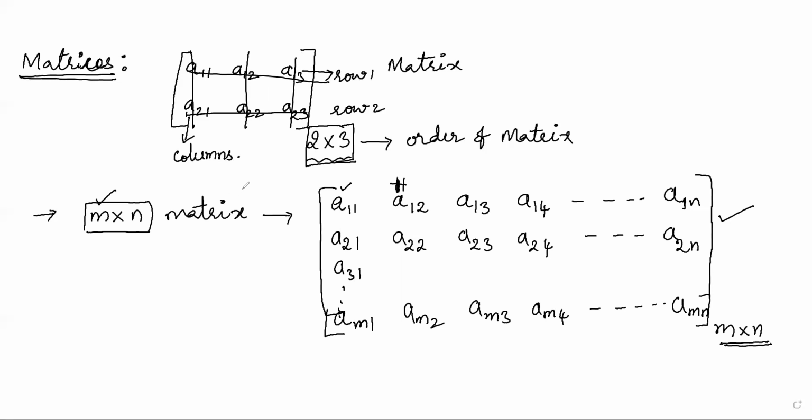And how do we write a matrix? How do we represent a matrix? We write a matrix in two ways. So what are the two ways? We'll see. One way is we write in round brackets, parentheses. See, A11, A12, A13, A21, A22, A23, like this. This is one way.